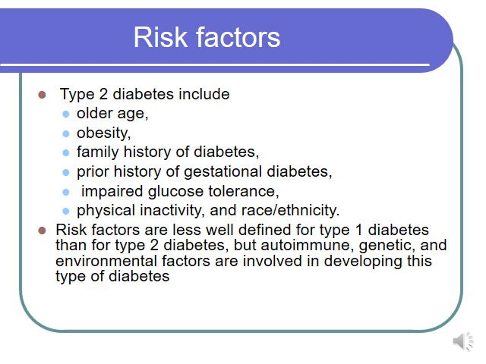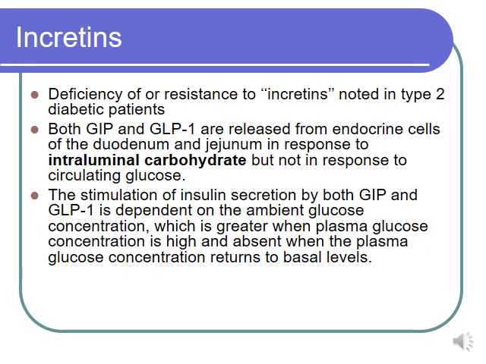The risk factors in type 2 diabetes: older age, obesity, family history of diabetes, prior history of gestational diabetes, impaired glucose tolerance, physical inactivity, and race and ethnicity. But in type 1 diabetes, risk factors are very few. The main important things are autoimmune, genetic, and environmental factors involved in developing type 1 diabetes. So I want to talk a few words about incretins, which are one of the important hormones.